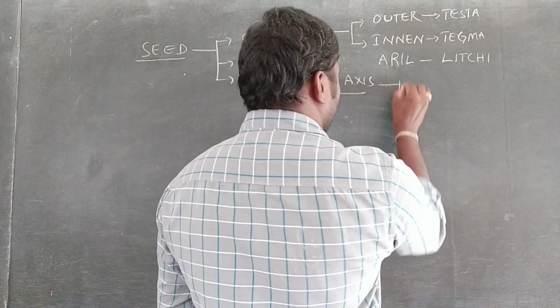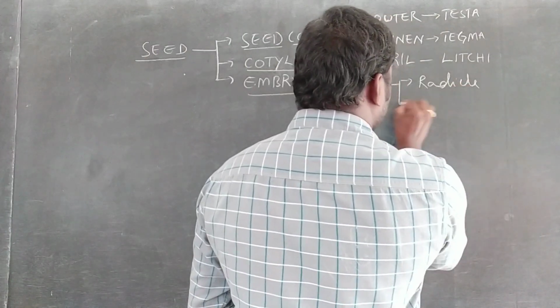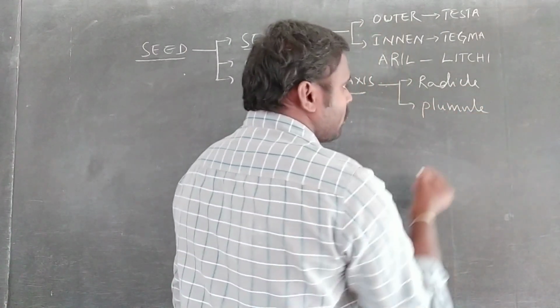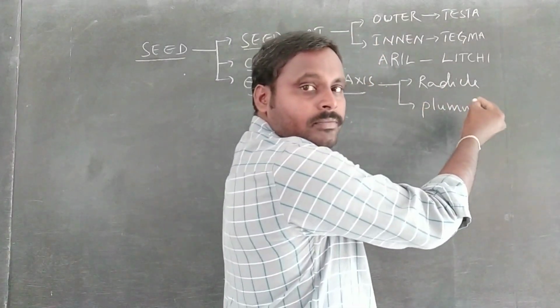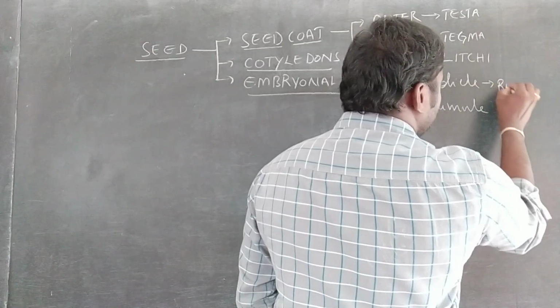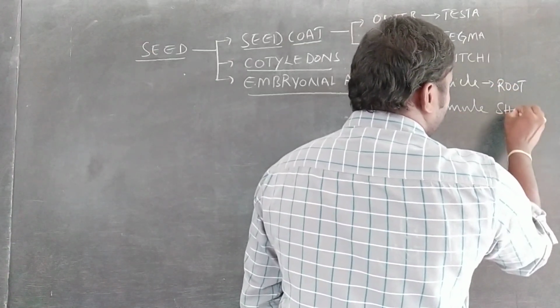Embryonal axis, how many parts? Two. What are those two? One is radicle and the other is plumule. The radicle develops into which one? The radicle develops into the root system and the plumule develops into the shoot system.